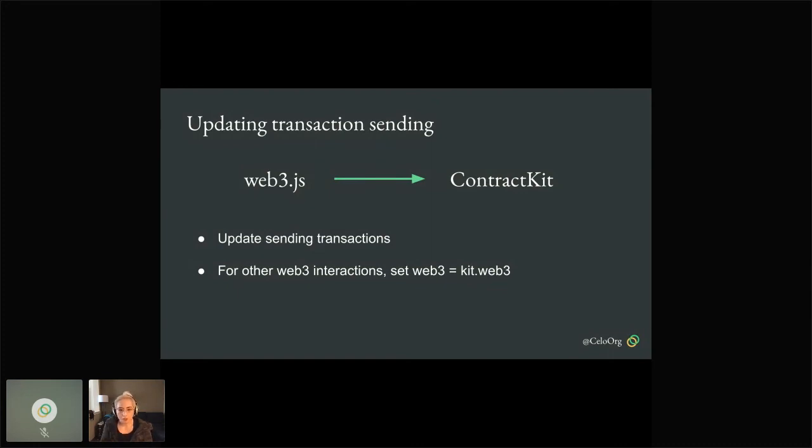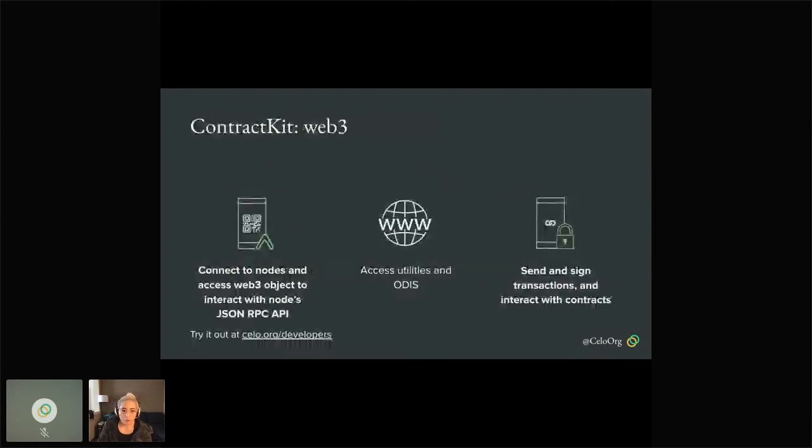And so actually, as you saw from that other example, you pass in a Web3 instance, and internally Contract Kit uses Web3. Because of this, a lot of the stuff is similar. There are also other things that Contract Kit does, which is give you additional features that are specific to the Celo blockchain, such as accessing certain utilities and Otis, which is the identity protocol, and it also changes the way that we send and sign transactions.